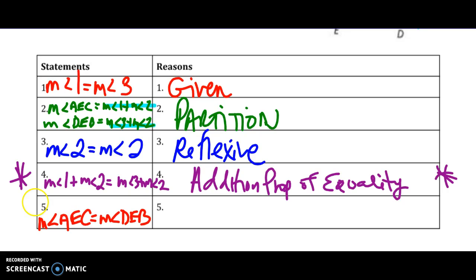So now why am I allowed to replace one side with angle AEC and the other side with angle DEB? Substitution. So that is one example of the addition property of equality.